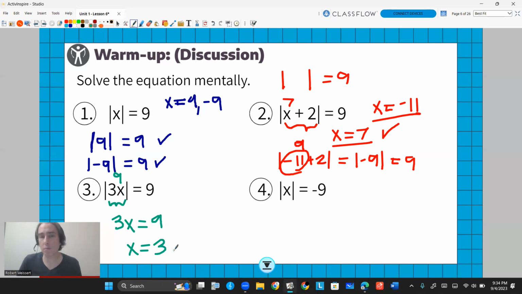But what other number works? That's right, negative 3. Because if I do 3x equals negative 9, and I divide by 3, I'm going to get negative 3. So there's 2 distinct answers for that as well, positive 3 and negative 3.